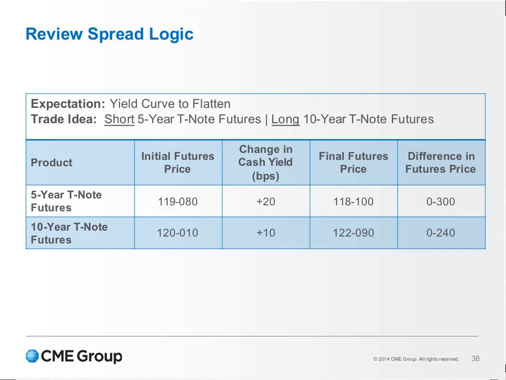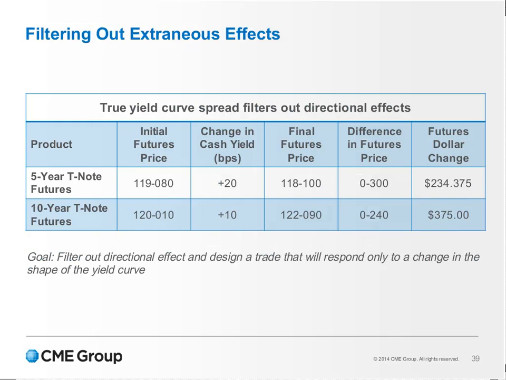Now, one of the things we want to look at and talk about is how do we filter out extraneous effects? How do we handle it if the market in yields or in Treasury prices all move at the same time and they move by an equal amount? If the curve moves but the shape itself doesn't change, we want to expose ourselves to changes in the curve, not necessarily changes in the overall market.